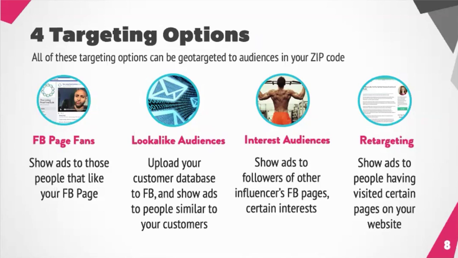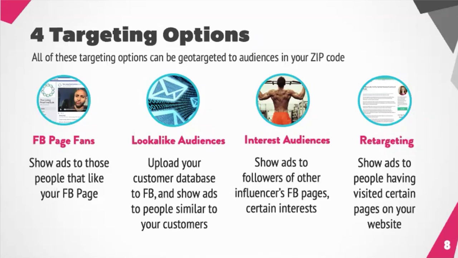You could create interest audiences, and these are audiences that like certain influencers. So for instance, people that like Mark Hyman, that like Amy Myers, that like Sarah Gottfried. So if they already like these influencers, those people would be good audiences to target.